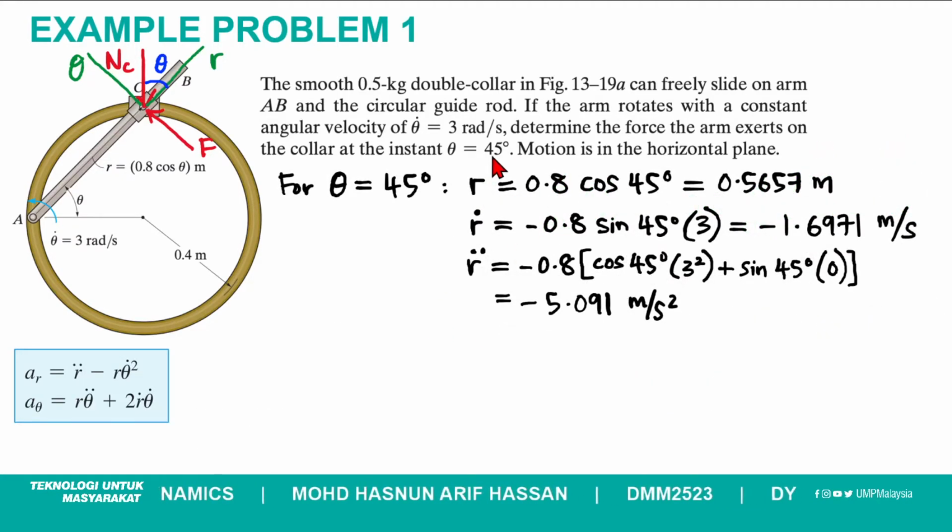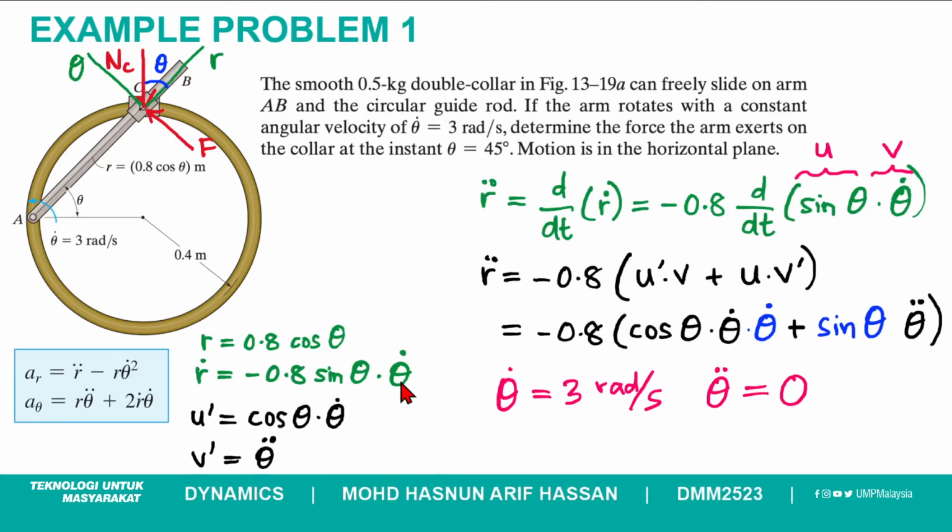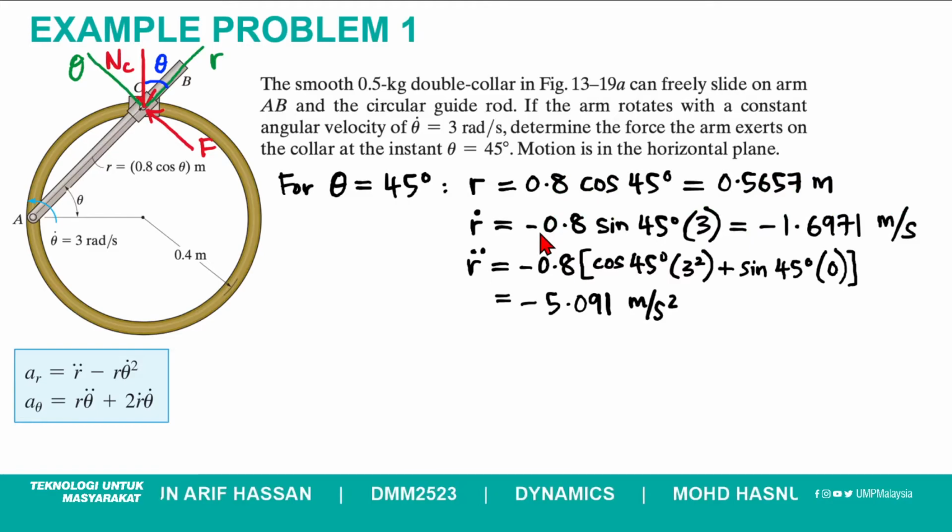Now we will calculate for theta equals 45 degrees, because it tells us here that at the instant of 45 degrees we want to know the force. So r at 45 degrees is 0.8 cos 45. And r dot, we substitute: r dot we got earlier is minus 0.8 sin theta times theta dot. So minus 0.8 sin 45 times theta dot, which is given as 3 rad per second. So times 3, you get minus 1.669 meters per second.